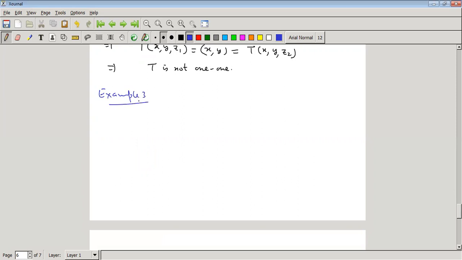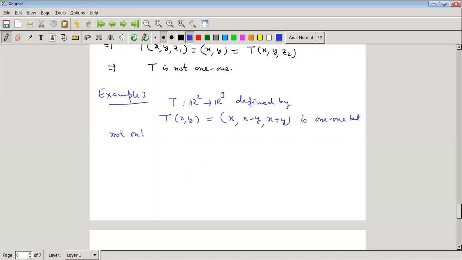Example number 3. T is a mapping from R2 to R3 defined by T of x comma y is equal to x comma x minus y comma x plus y. Show that T is 1-1 but not onto. This is 1-1 but not onto.